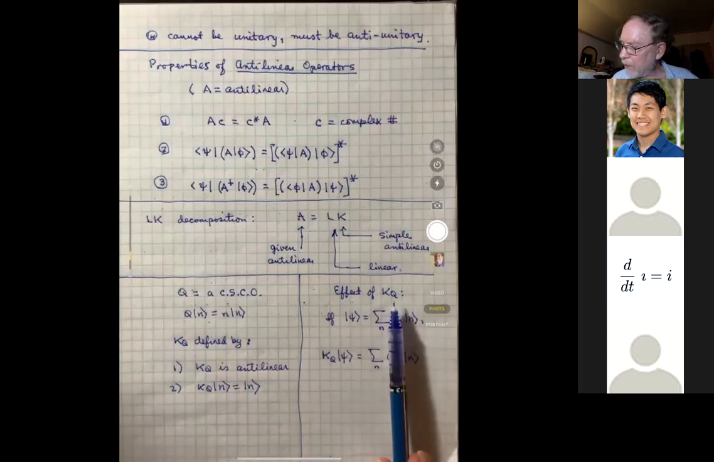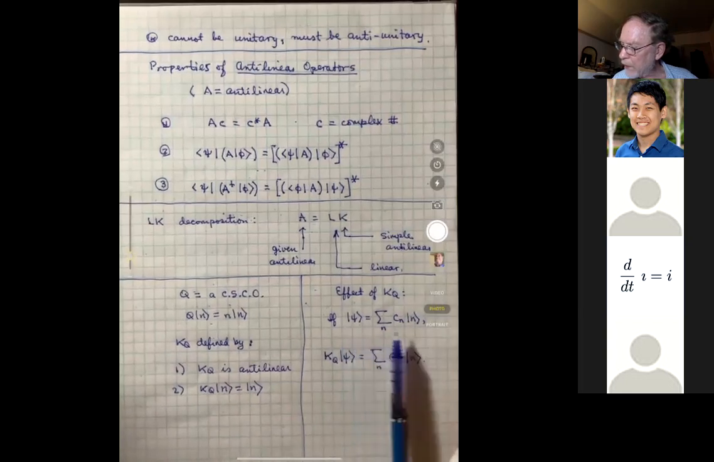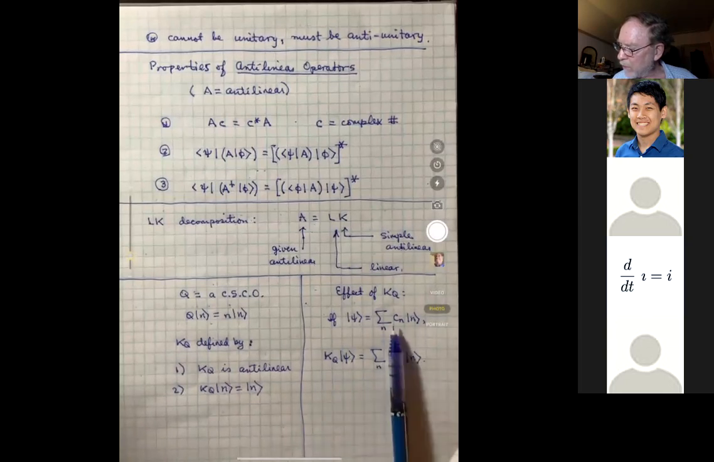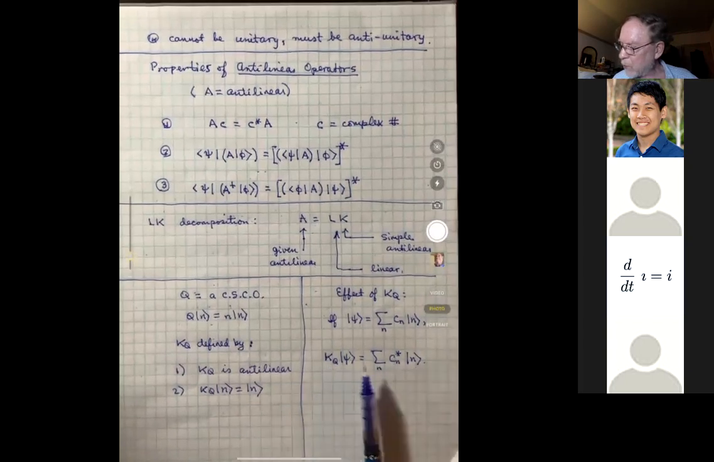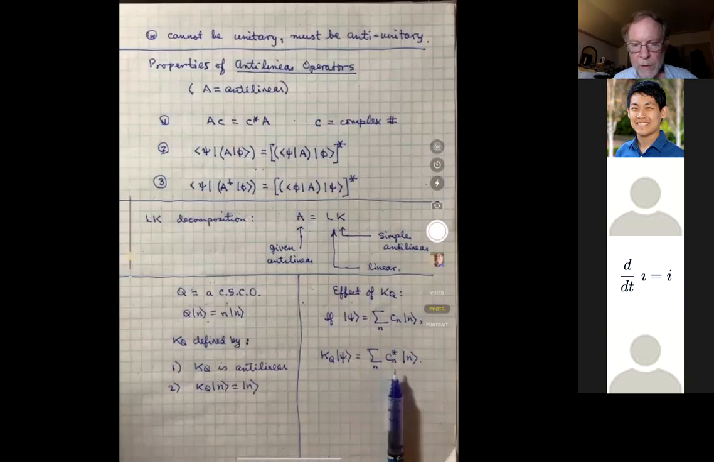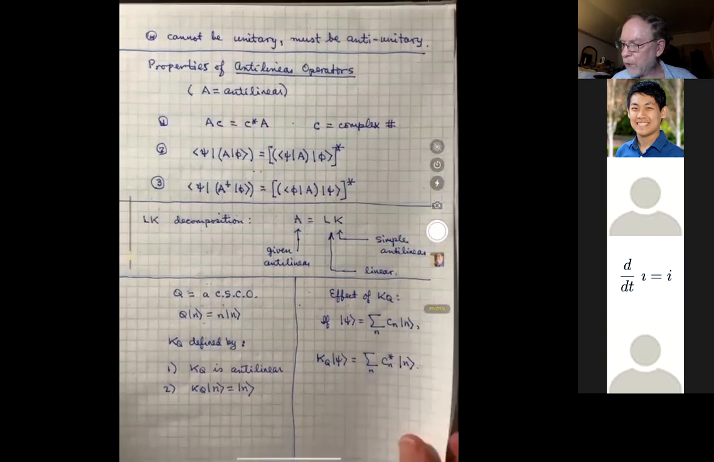So this is what the effect of such a K_Q does on a wave function. If we take a wave function and expand it in the given basis with coefficients C sub n, then applying K sub Q, the K sub Q complex conjugates the coefficients because it's antilinear, and it doesn't do anything to the kets |n>. So this is what you get for K_Q acting on psi. So what you can see is that K_Q is an antilinear operator which complex conjugates the wave function in the Q representation, because that's what these coefficients are. That's the wave function in the Q representation.